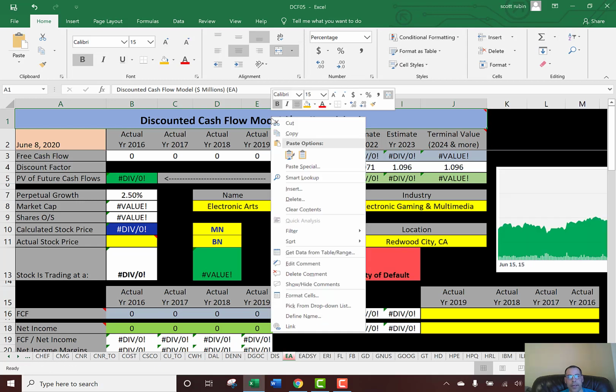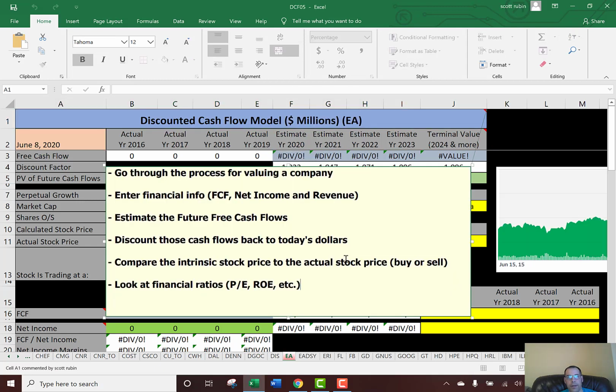So we're going to look at EA Sports, and in this video we're going to go through the process of valuing a company. The way we do that is we enter financial information into the model, and then we calculate the future free cash flows of the company. We discount those cash flows back to today's dollars using the appropriate discount rate. And then we'll have the intrinsic stock price, and we'll be able to compare it to the actual stock price to see if it's a buy or a sell. Then at the end, we're going to look at financial ratios and compare them to a competitor.